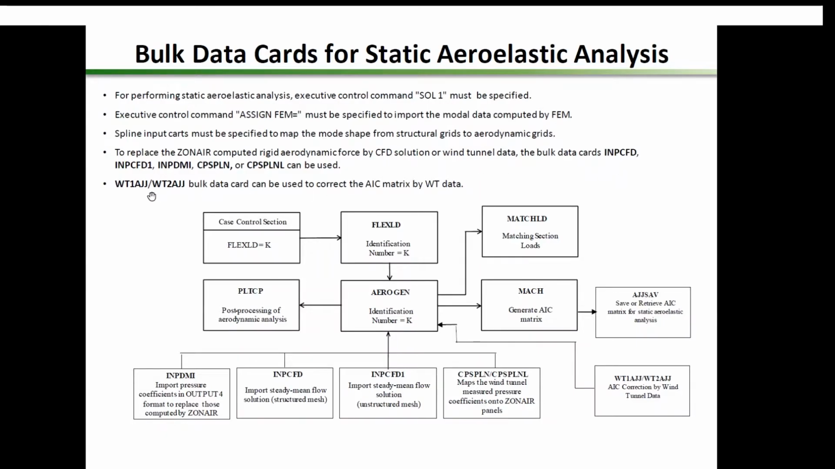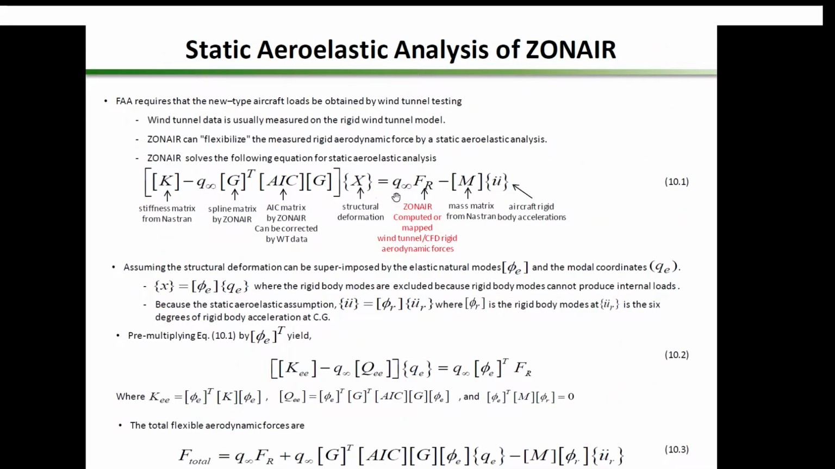And then we have the WT1 AJJ and WT2 AJJ cards, which can be used to correct the AIC matrix. So in other words, we use CFD or wind tunnel measured CP on the rigid aircraft to replace the ZONAIR computed CP. Then we can further use the WT1 AJJ or WT2 AJJ cards to correct the AIC matrix here.